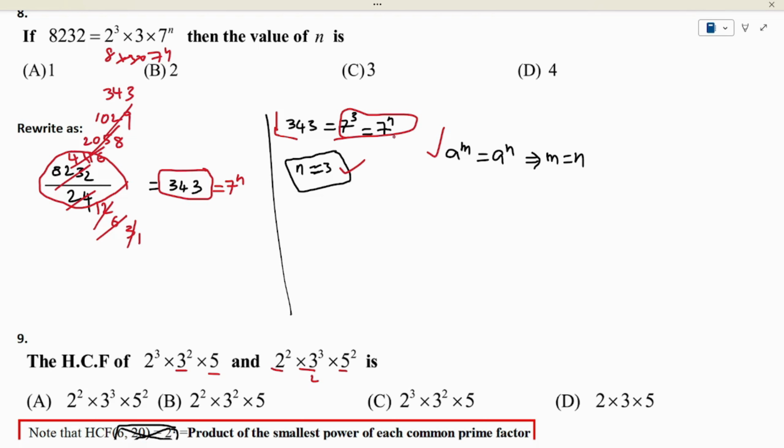7 power 3 equal to 7 power n. I can compare with the formula, that is a power m equal to a power n. Then automatically m will become n, which means when two bases are equal, then the powers automatically will become equal. So, as per this formula, n will become 3. So, the value of n is 3. So, option C is the right answer.